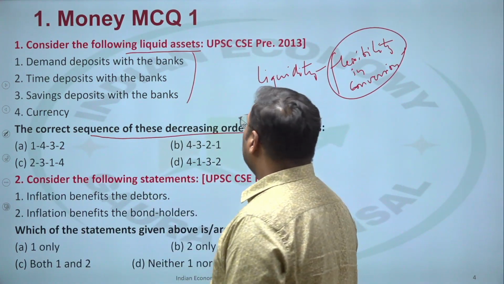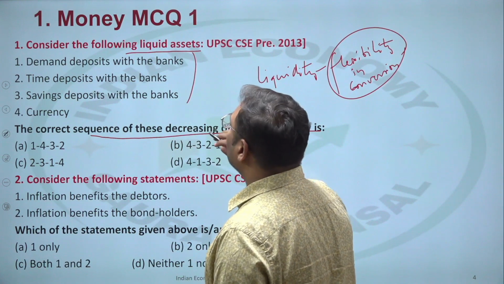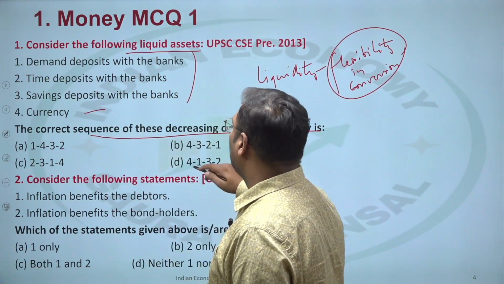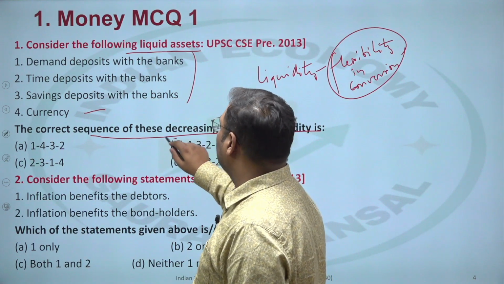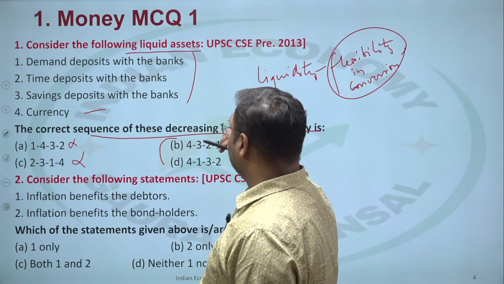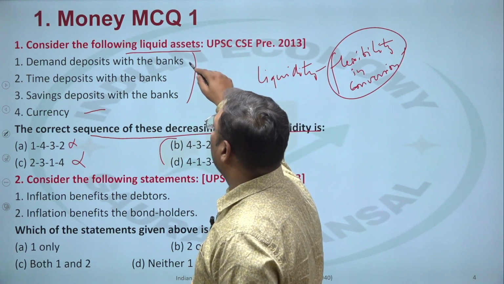Now we are looking at the sequence in decreasing order of liquidity. So which of them is most liquid? That is currency. Obviously 4 should be the first one. So the answer is already out of B or D. These are rejected. Then demand deposit with the banks.